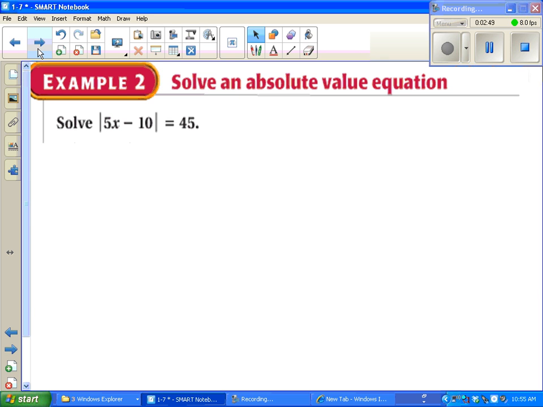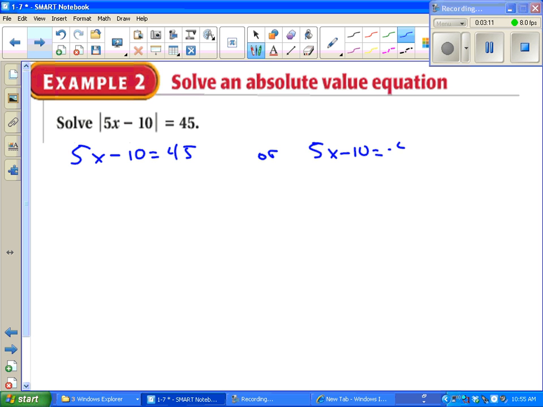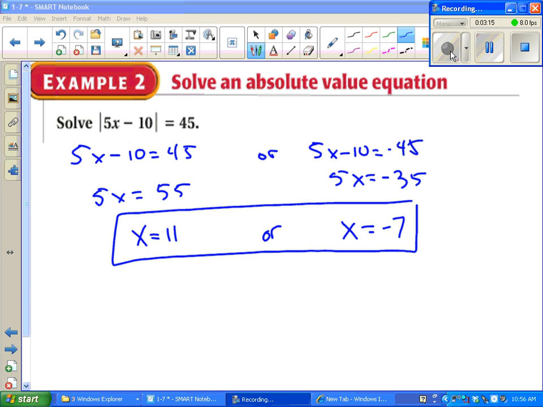The way you're going to see bad answers is if this would have said 45x, that's a red flag that you're going to have an extra solution that doesn't actually work. We'll see that in, I think, the next example. But we'll check our answers on this one also. Solve an absolute value equation. We write 5x minus 10 equals 45, or 5x minus 10 equals negative 45. We then go through and solve both of these to get our two answers, and to check these answers, we plug them into the original.